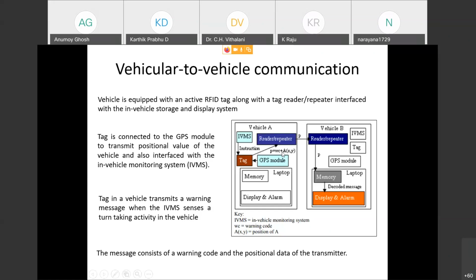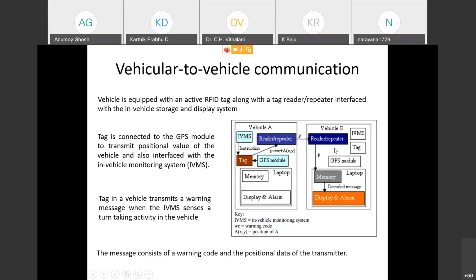The memory will also decode the coordinates of that card. Then it will decode this message, and this message will be displayed to the driver in vehicle B. A warning signal is given to you that the car in front of you will be taking a turn or will be hitting a brake and so on, and the position of that car is in this direction. That is easily decoded by the GPS module.